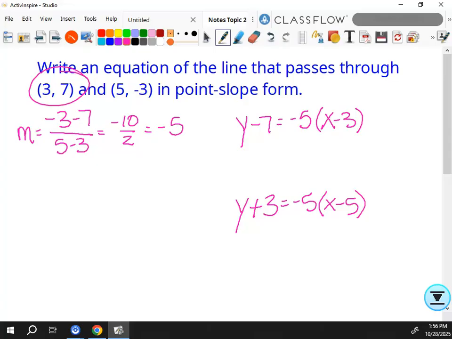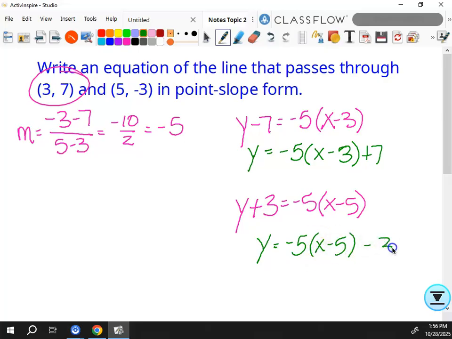But we still sometimes need it solved for y. So we just do one little thing, not a bazillion little things, and move the 7 over. Legally, I can't just willy-nilly move it over. So this would be like this, and then plus 7. And then this would end up being y equals negative 5 times x minus 5 minus 3. And then stopping there instead.